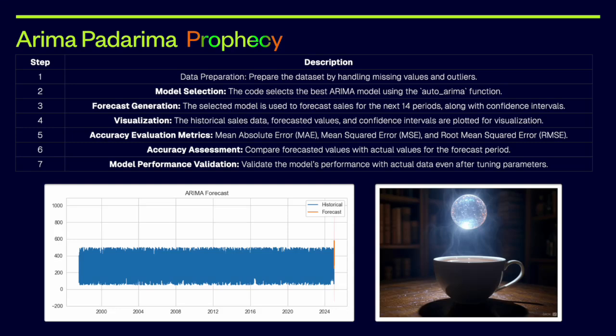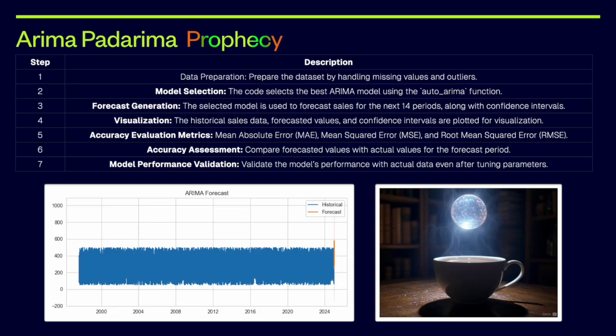The code selects the best ARIMA model using the auto ARIMA function, which we can see in the code implementation. Forecast generation: the selected model is used to forecast sales over the next 14 periods along with the confidence level. So the confidence level is really important with the projection. It gives the model's output as a confidence level, which tells us how reliable each predicted value is. Visualization: the historical sales data, forecasted values, and confidence intervals are plotted.